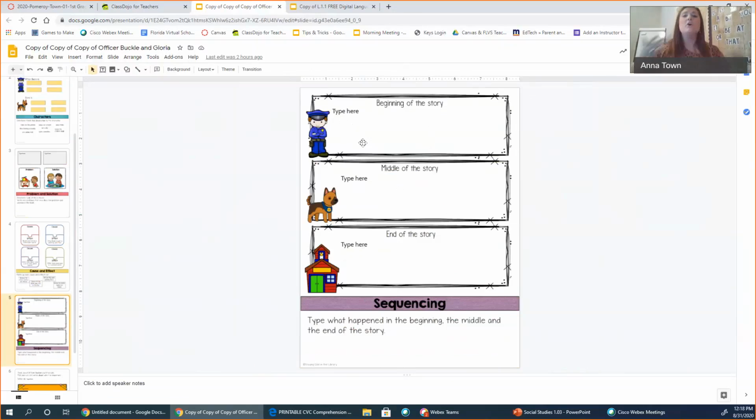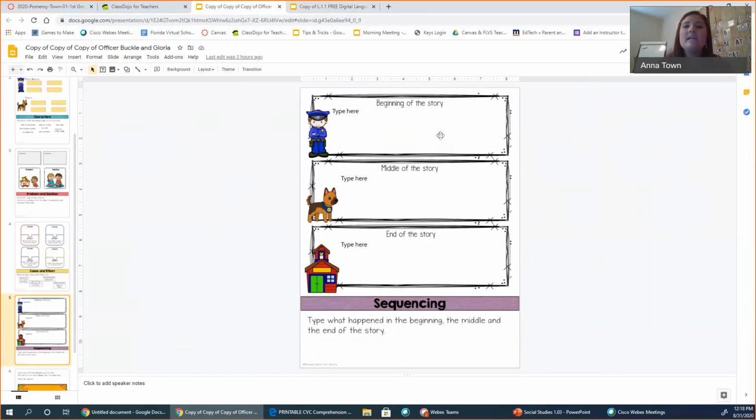Let's start with who. Who are the characters in our story, our main characters? Gloria, yes, the police dog. And Officer Buckle. Good job. Those are our characters. Now, where, that's the setting, did our story mostly take place? At school. Good job.